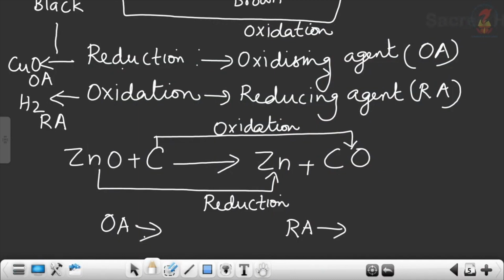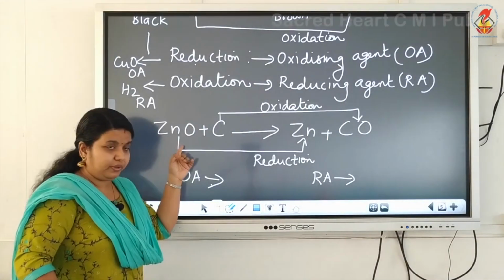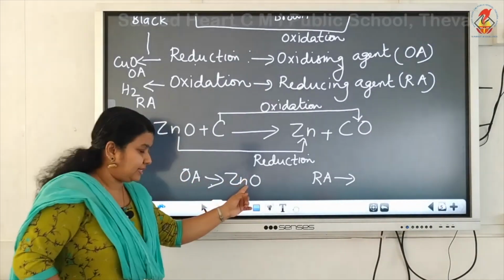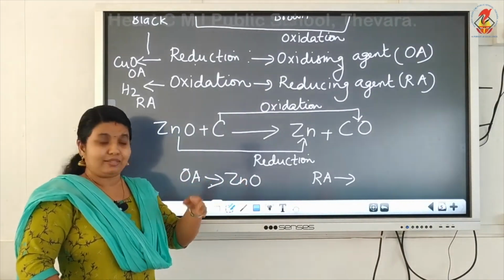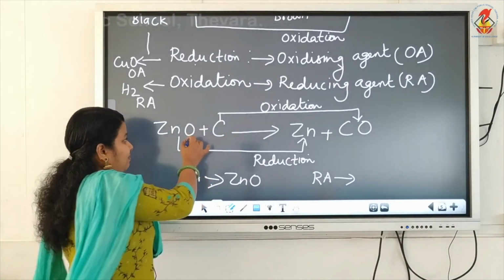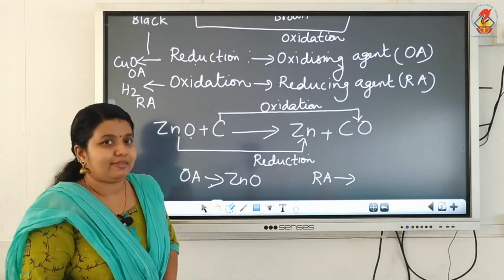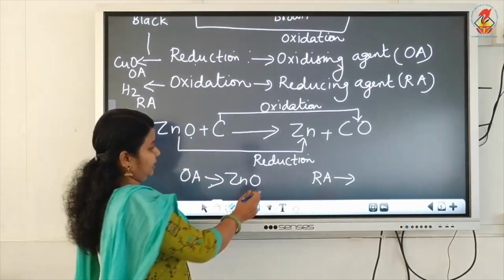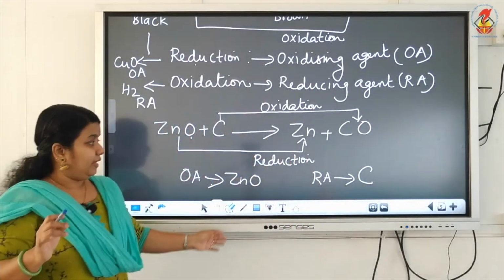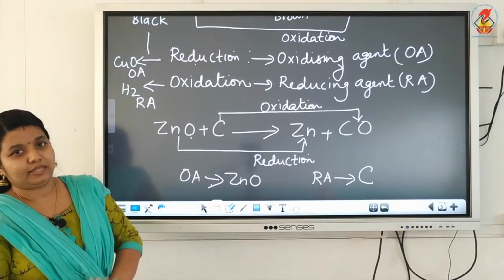So what is the oxidizing agent? The substance which is undergoing reduction is the oxidizing agent. So what is undergoing reduction here? Zinc oxide. Zinc oxide undergoes reduction, so it is the oxidizing agent. Or another way we can see that this zinc oxide is giving its oxygen to carbon, isn't it? Oxygen of zinc oxide is given to carbon, or it is assisting in oxidation. So it is known as the oxidizing agent. Now the substance that is undergoing oxidation, carbon, is the reducing agent.